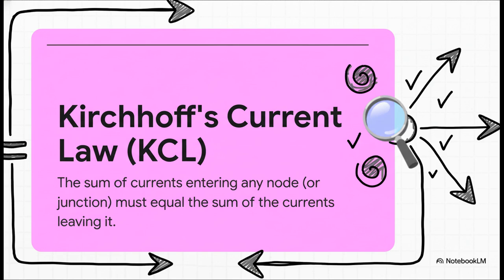This one is also common sense when you think about it. Current has to go somewhere, right? So at any junction, any point where the circuit splits, the total amount of current flowing in has to equal the total amount of current flowing out. Current can't just vanish into thin air. This is the ultimate double check for all your current calculations.